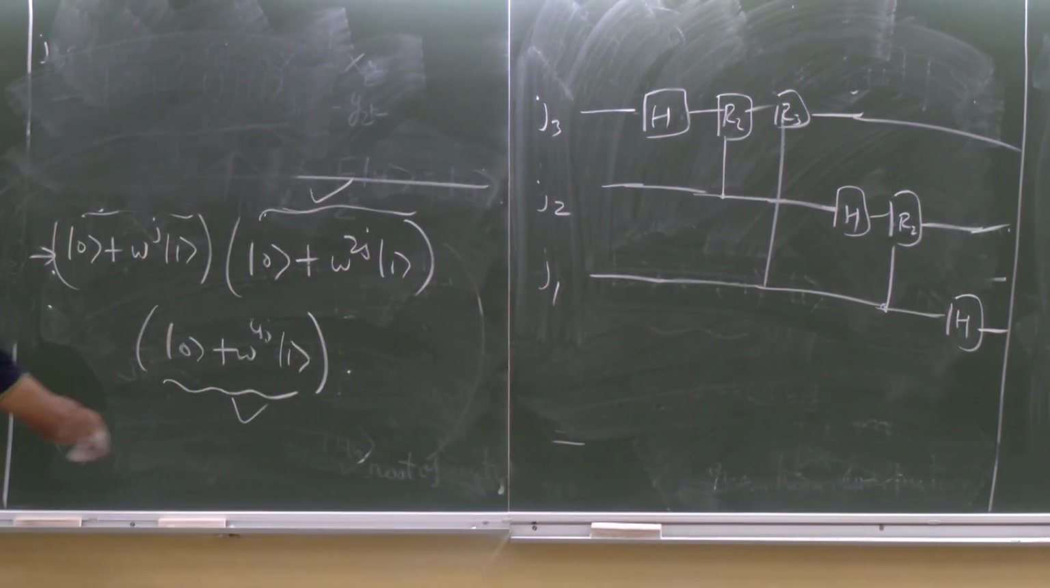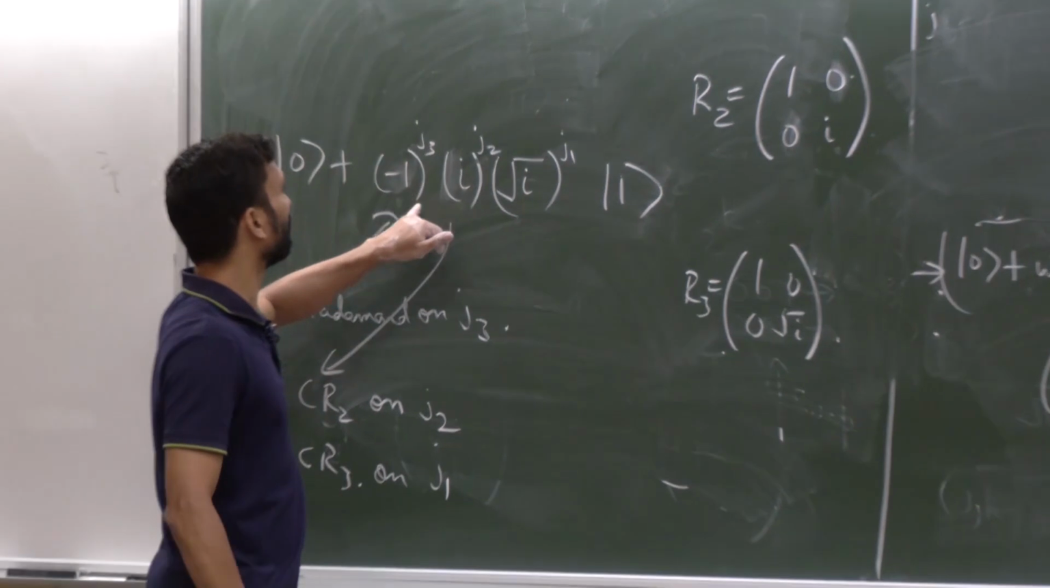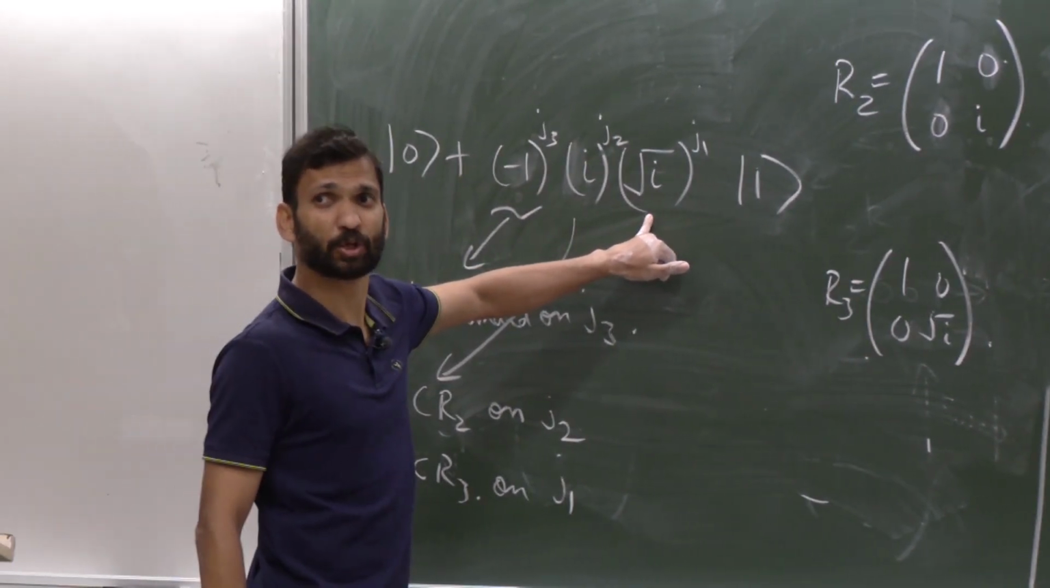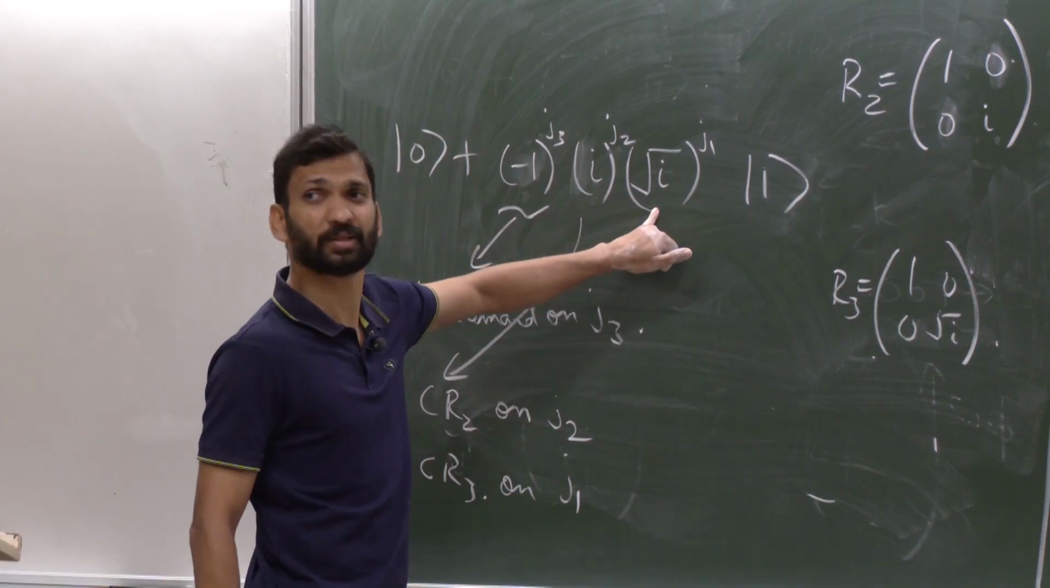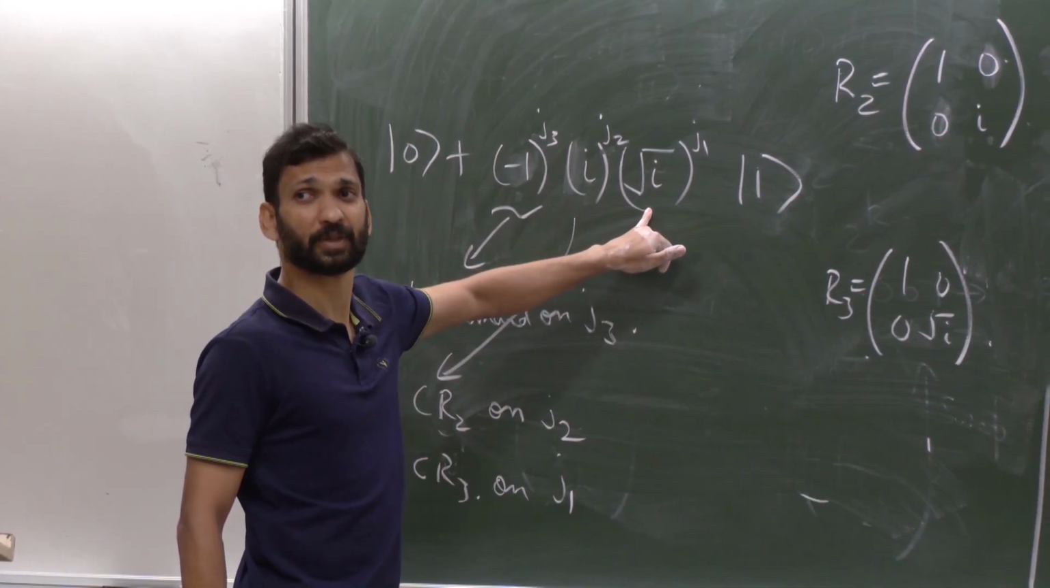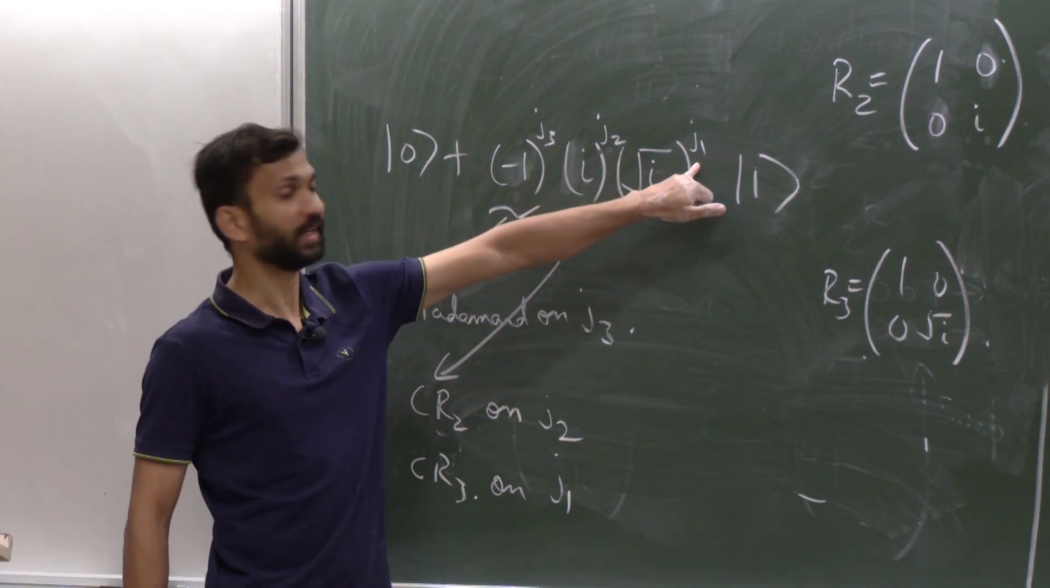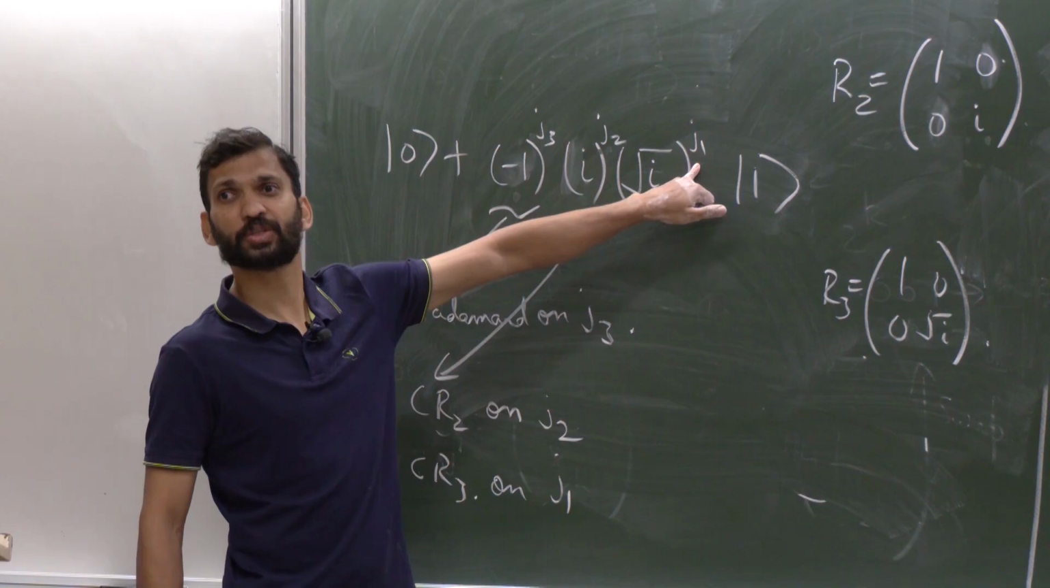What do you think? Should it be CR3 or CCR3? Does it depend on J2? This phase of root i? It does not, right? This phase I only have to apply if J1 is 1. It has nothing to do with J2.